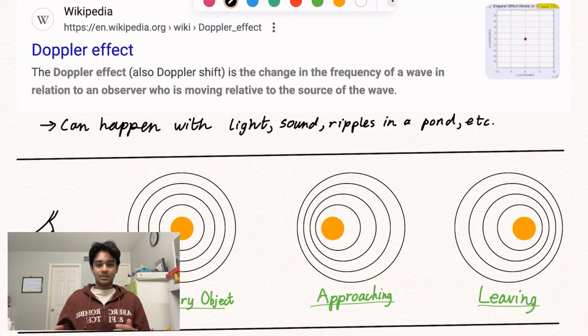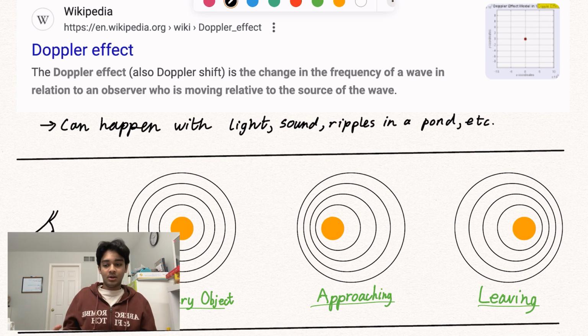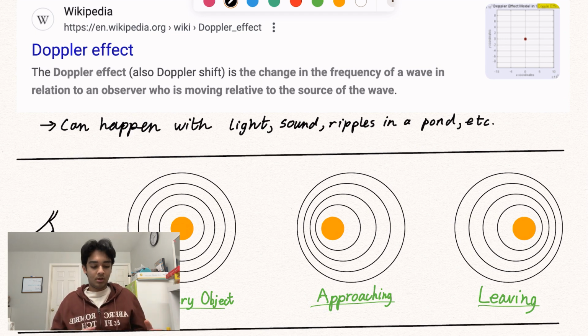So a stationary object just emits a constant wavelength. For an approaching object, the wavelength shrinks. And when the object is leaving, the wavelength stretches. That's why when an ambulance is approaching us, we hear a higher pitch because the wavelengths are shorter. And when an ambulance is leaving us, we hear a lower pitch because the wavelengths are stretched.